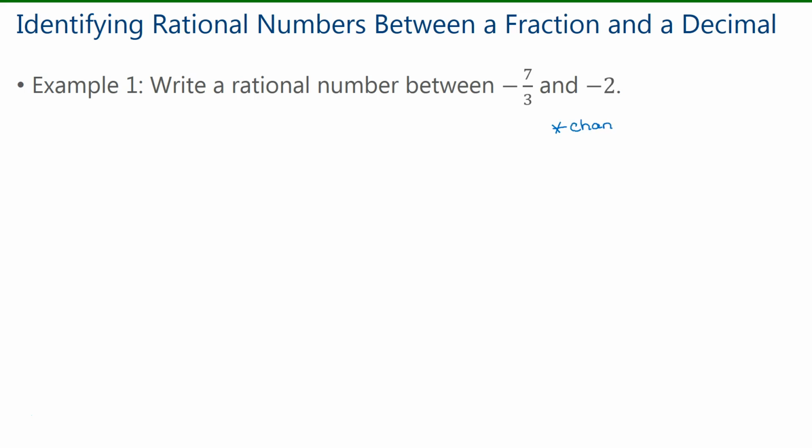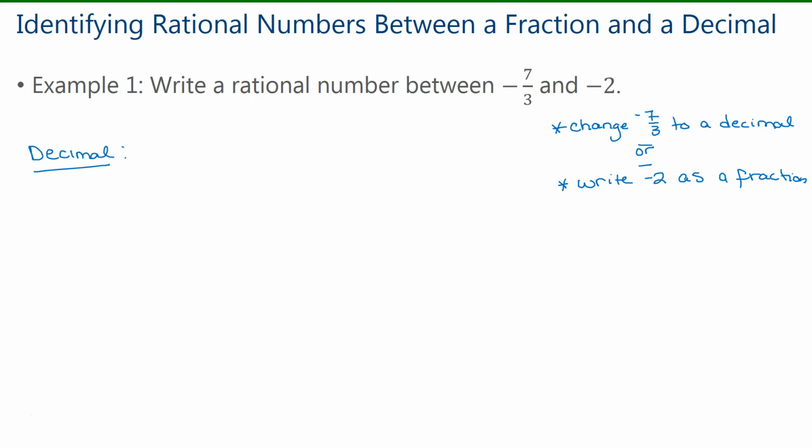We can either change -7/3 to a decimal and then compare that to -2, or we can write -2 as a fraction and then find a rational number in between. So I'm going to do it both ways. I'm going to first change -7/3 to a decimal.